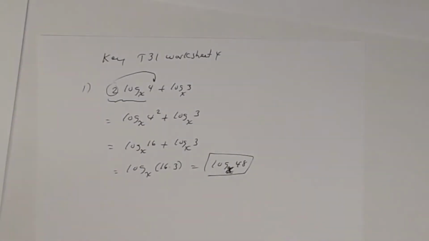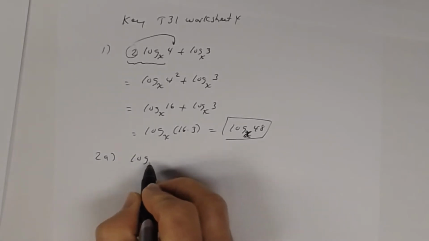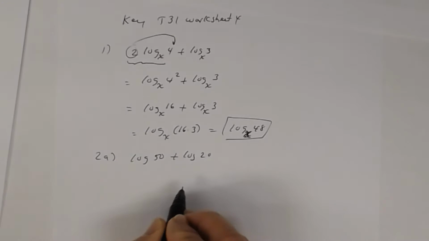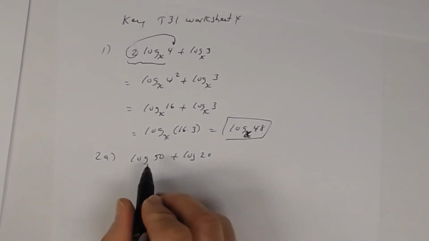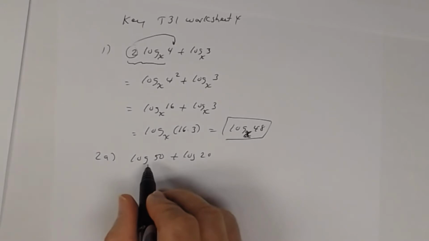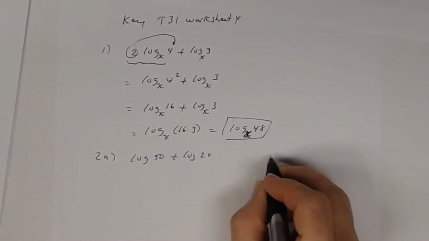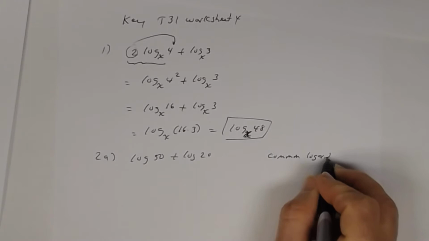All right, now number 2. So in 2a, we have the log of 50 plus the log of 20. Notice there's no base listed. You see that? There's no base listed. So remember, it's understood to be base 10. Okay, base 10. So your common logarithm. So here we're dealing with a common logarithm, base 10.